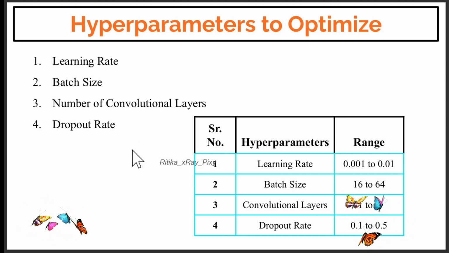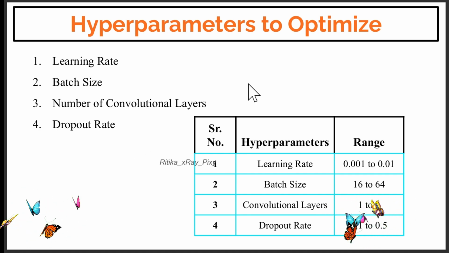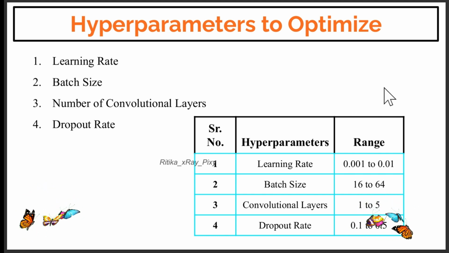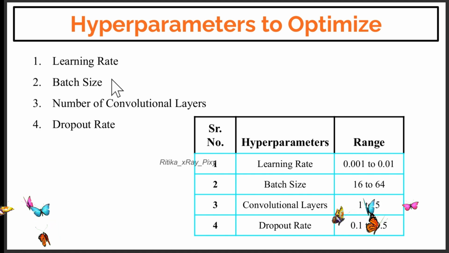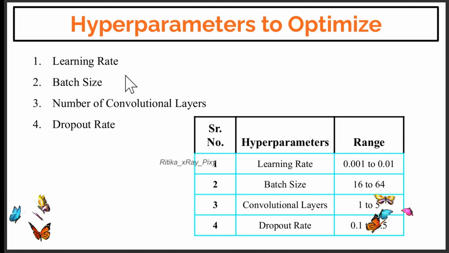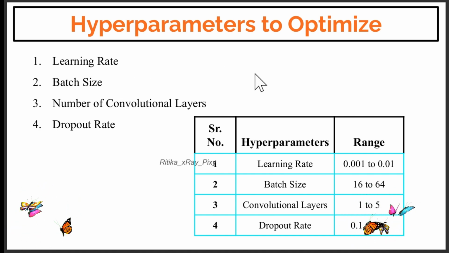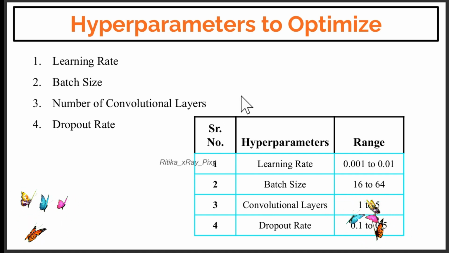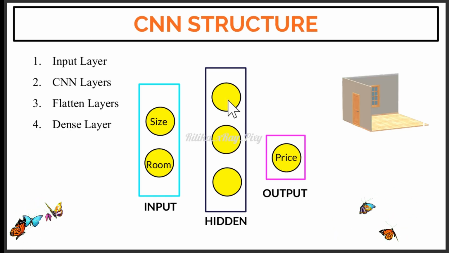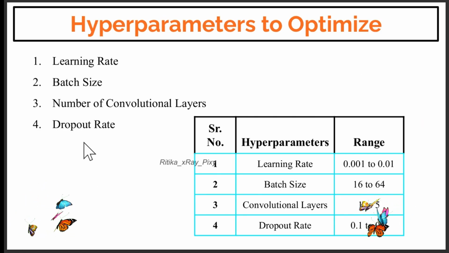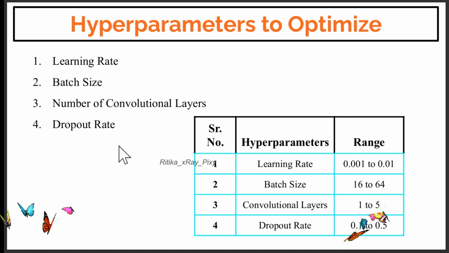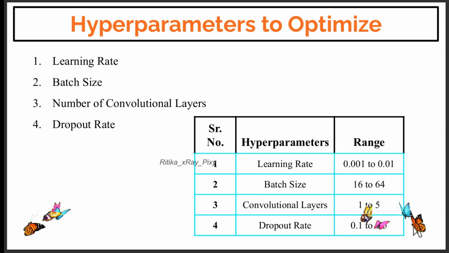The first parameter, the learning rate, is used to control the step size during gradient descent. The second parameter, batch size, is the number of training examples used in one iteration. The third parameter, number of layers, is the number of convolution layers in the network. After that we have the dropout rate, that is the fraction of the input units to drop during training to prevent overfitting.